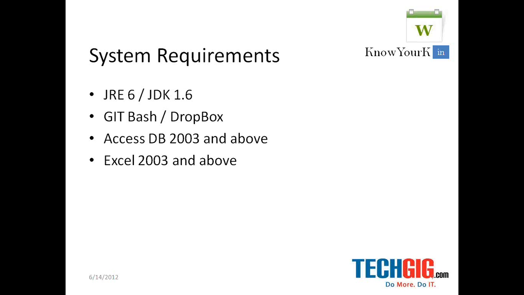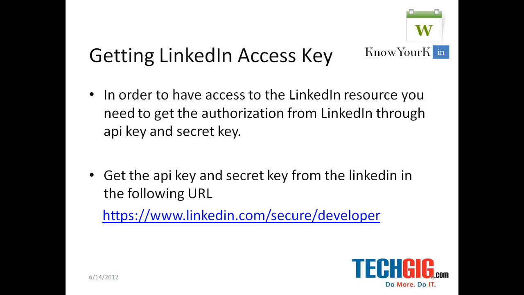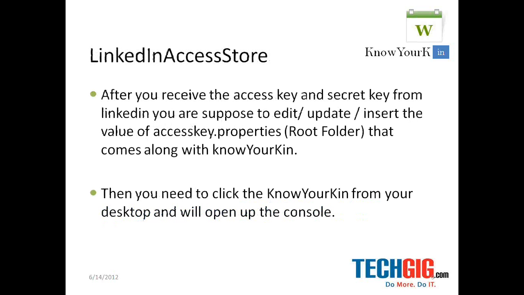Access 2003 and above is the configuration which you need for the system to run. Excel 2003 and above is needed for data orchestration. When you get into the coding aspect of it, we basically need the developer ID and the security key from LinkedIn. This is the URL to get the API key and the secret key for a specific API from LinkedIn.